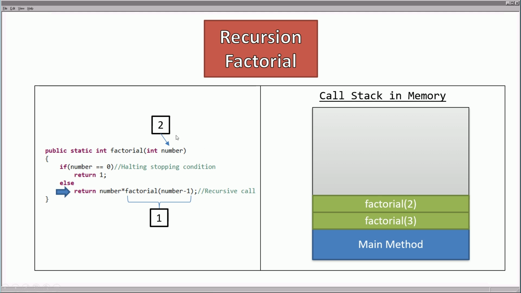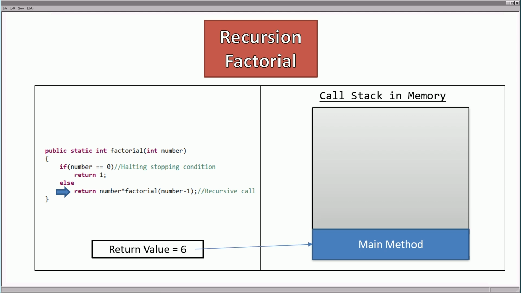Now we have the value of the number 2. 2 times whatever this returned, which is 1, is 2. 2 times 1 is 2. So then we return that value back from where it was called from, which is here. Now we have 3 times 2, which is the value of 6, and then that value is returned to our main method. So this is why the System.out.println printed the value 6.